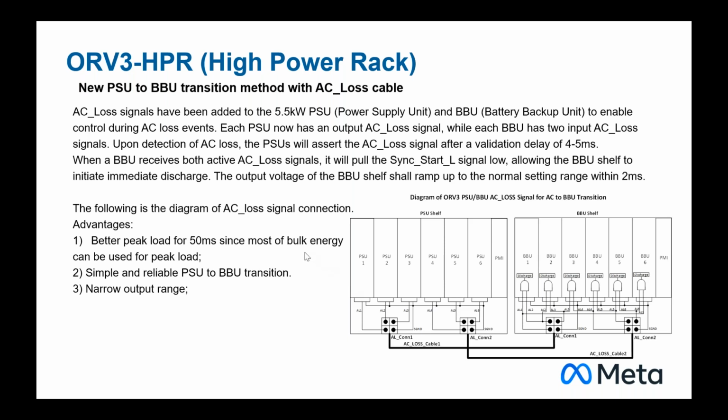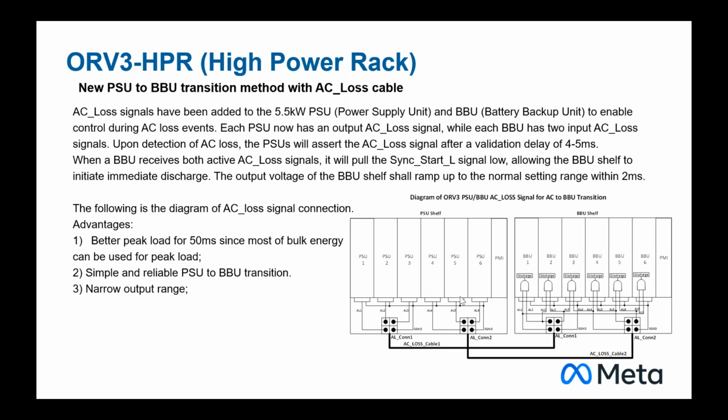Okay, on this page I explain the new control method for AC to BBU transition during AC loss. So the original ORV3 design will lower the busbar voltage by 3 volts during the hold up time for BBU to take over. But in the new design, we have an interconnection cable between the PSU and BBU, actually 2 cables. So each PSU shelf has 2 by 4-pin connectors. And each 4-pin connector has the AC loss signals of 3 power supplies.